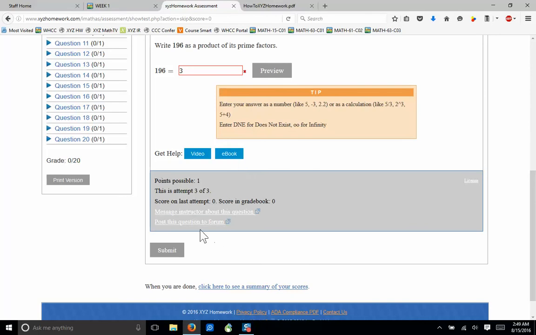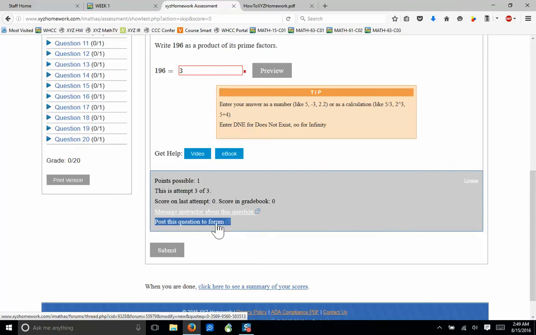You also have some other stuff here. You can either message the instructor about this question. And again, I want you guys to use this if you really are stuck or if you think there's something wrong with the problem. Do this right here. Or if you're not getting anything from this one, this is the one I want you guys to use most: just post this question to the forum.